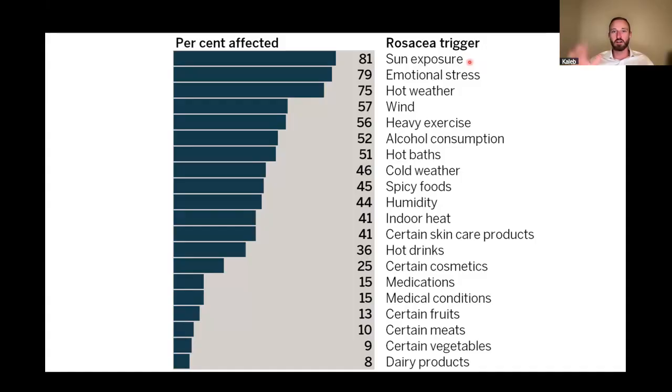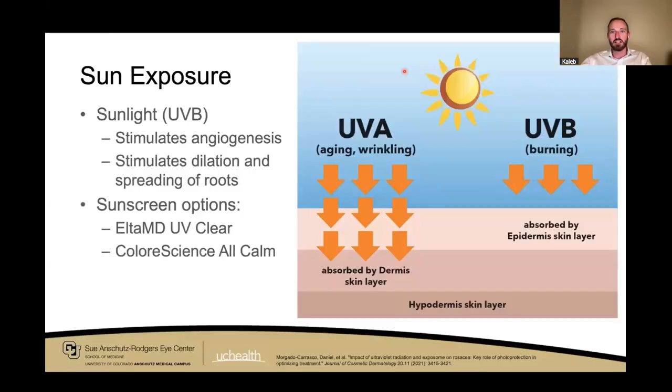So sun exposure is the most common thing that will trigger facial rosacea in our patients. Then emotional stress and lack of sleep, hot weather, wind, and heavy exercise. Interestingly, the things that we think of most commonly, like alcohol or spicy foods, are actually a little bit further down the list. Only 52% of patients that have facial rosacea report alcohol as a trigger, and less than half of patients actually report spicy foods as a trigger. It's only 45% of these patients. So by far, sun exposure is the most common trigger.